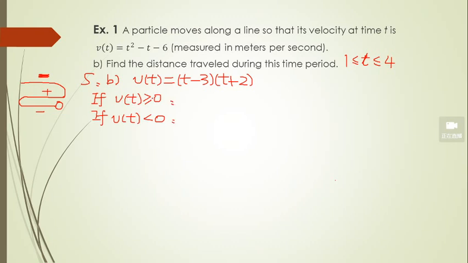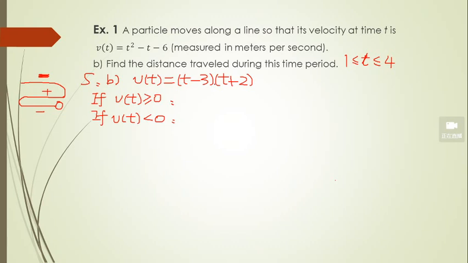If the velocity is non-negative, that means both terms should be positive, or both terms should be negative. Then the product we get is non-negative. And we know when velocity is 0, that means t is 3 seconds or minus 2 seconds. But be careful, the time is non-negative, right? The time cannot reach negative numbers. So how can we solve for t when velocity is non-negative?